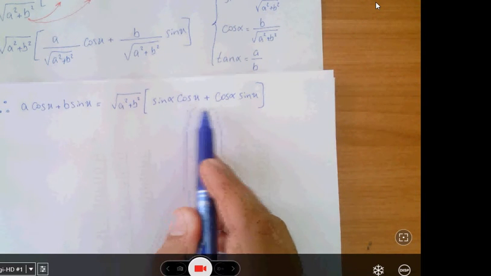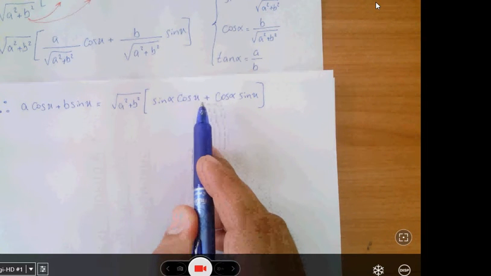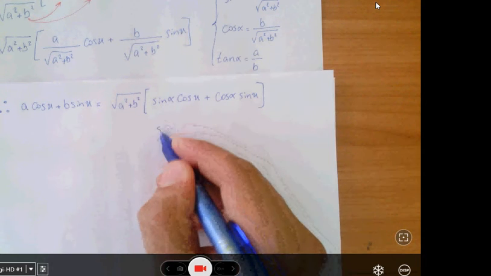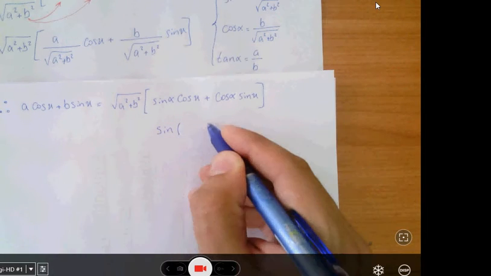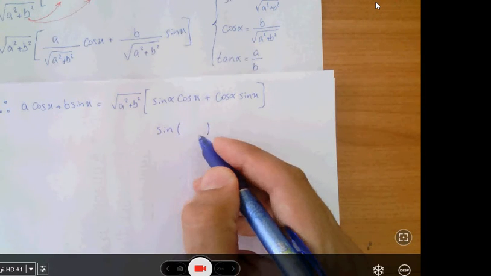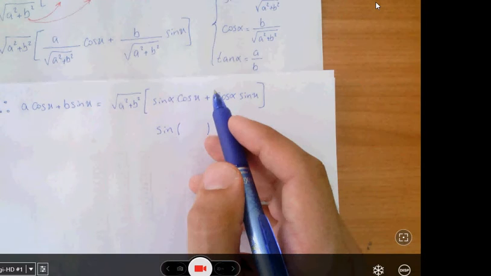Where have we seen this before? Yes, Josh? It is a sine of a double angle. Excellent. What double angle is this? X minus or X plus?